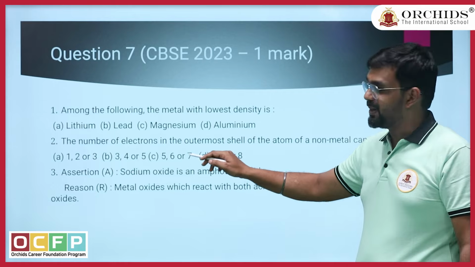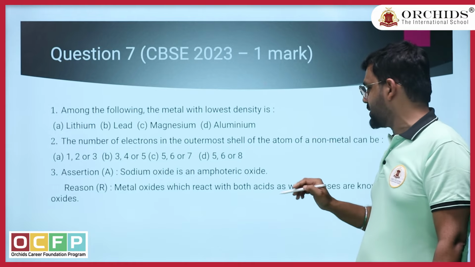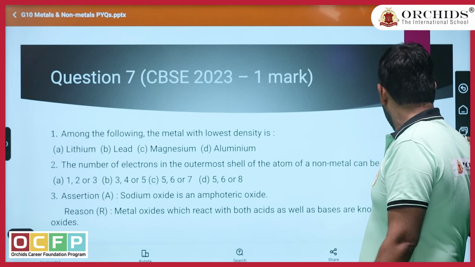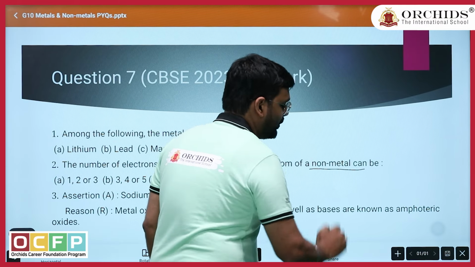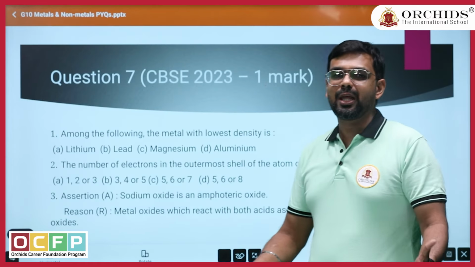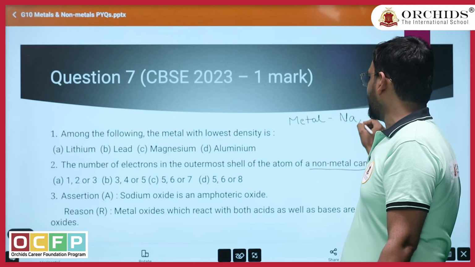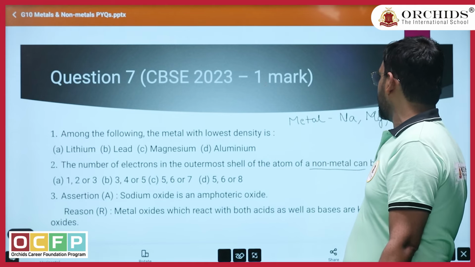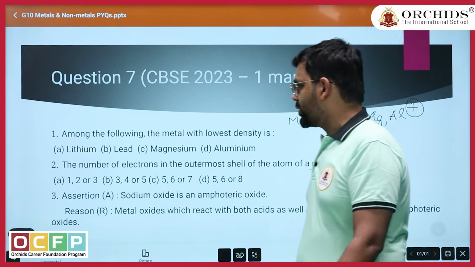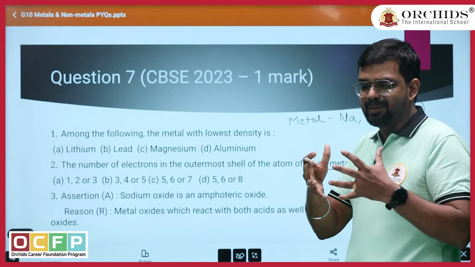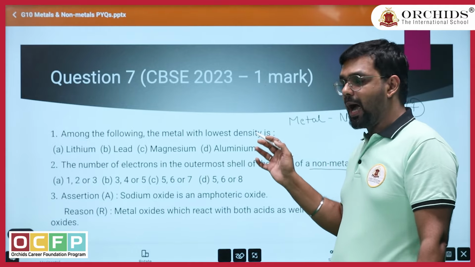Coming to the next one, this is important. Please mark it as very, very important. The question asks about the number of electrons in the outermost shell of an atom of a non-metal, not a metal. So this is a key word here; underline the word non-metal. What type of ions do non-metals form? We know metals like sodium and aluminium form positive ions, so they lose electrons from their outermost shell. Non-metals and metals form ionic compounds, so one has to be an anion, and that anion is the non-metallic ion.